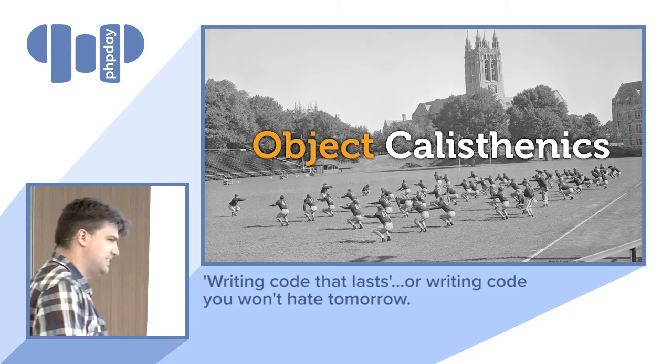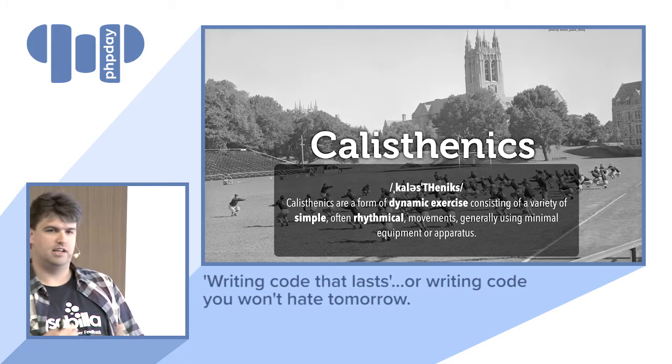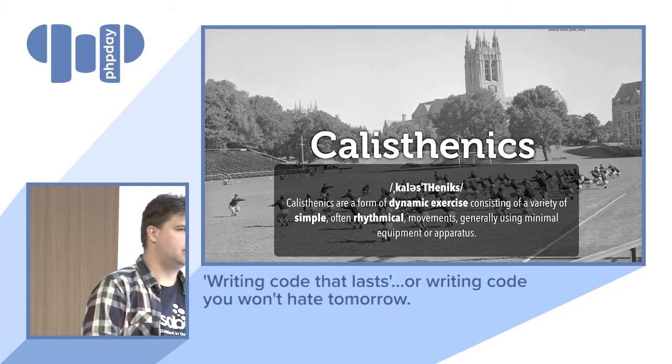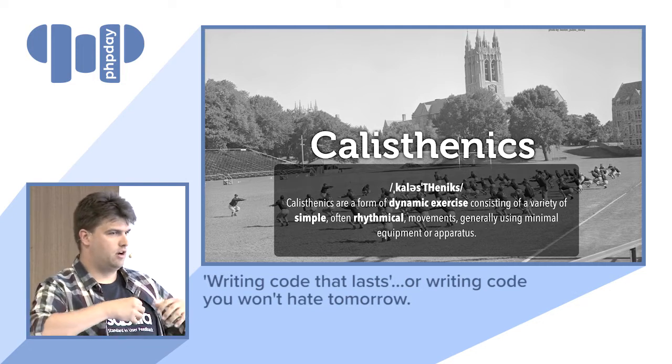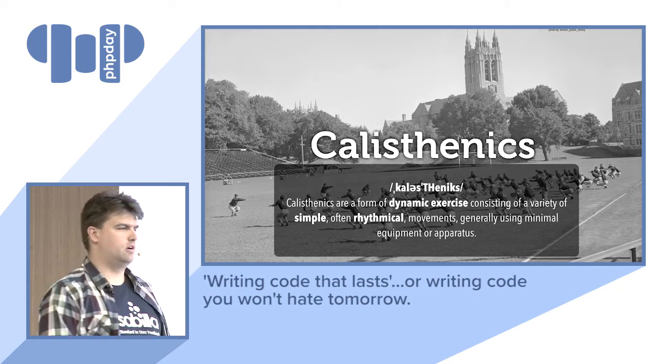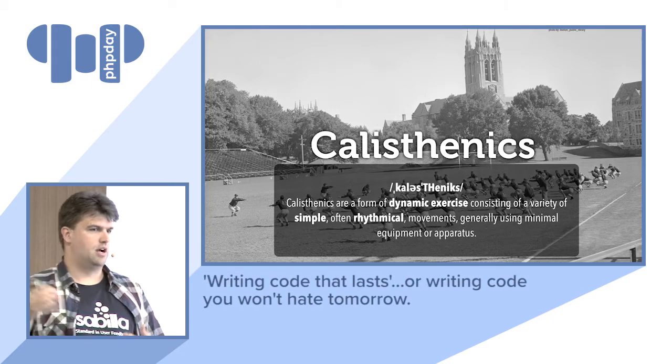The idea of object calisthenics is, so calisthenics means exercises, right? These are small exercises that you repeat over and over to help you achieve a bigger goal. Same thing with object calisthenics, right? They're a way of approaching writing object-oriented code that will help you fix bigger design issues down the road.